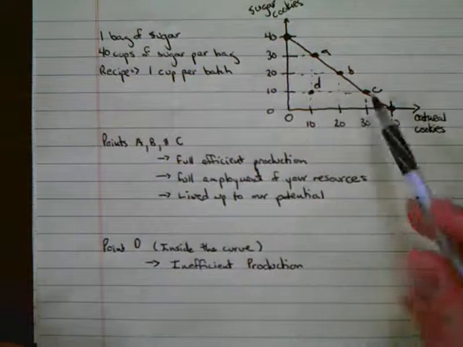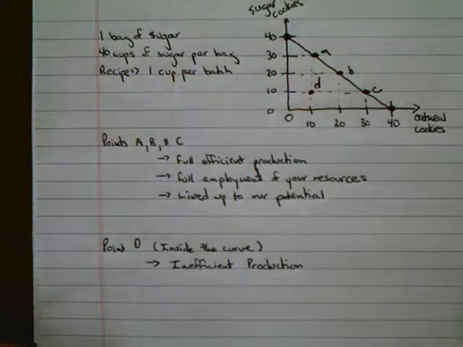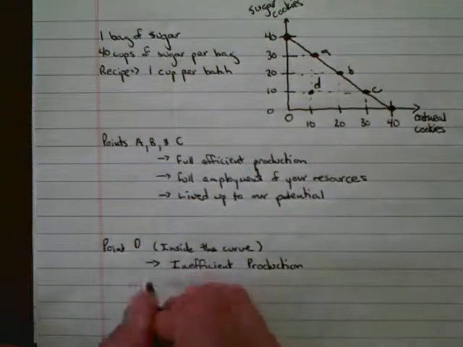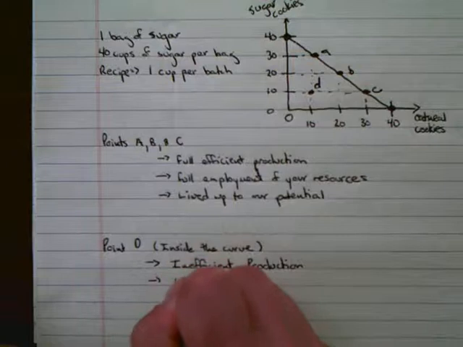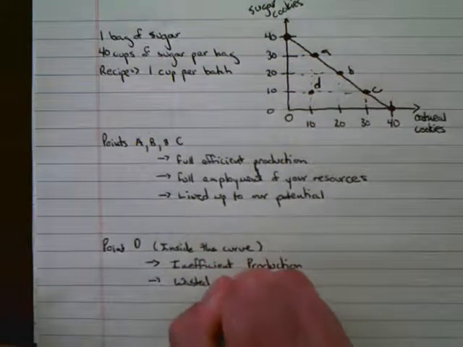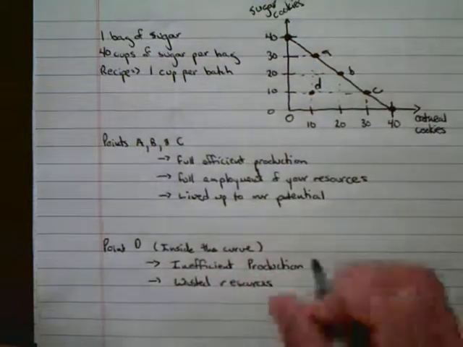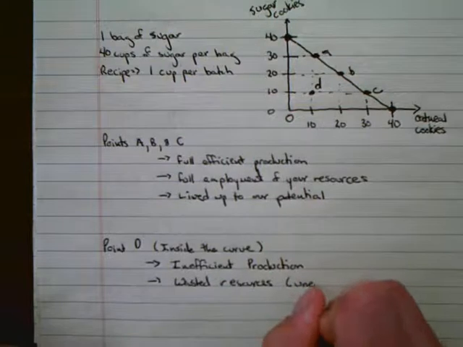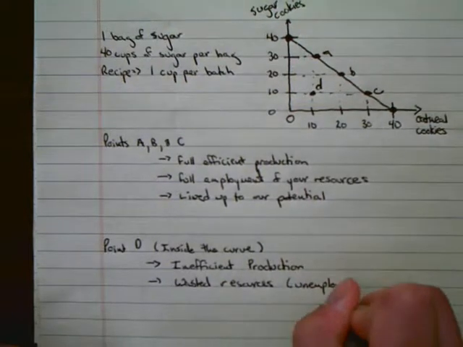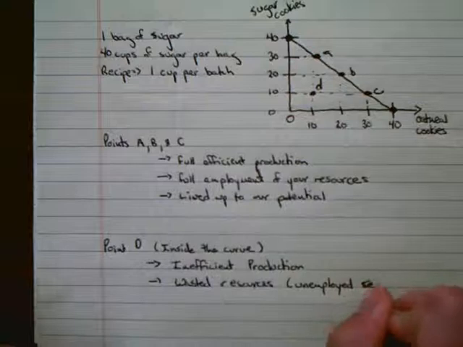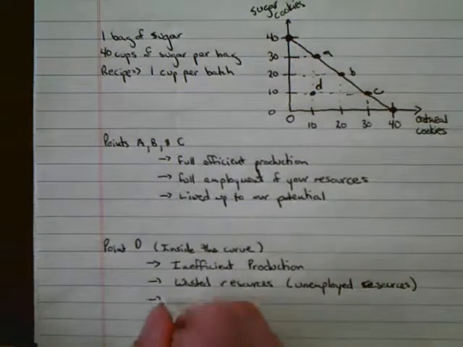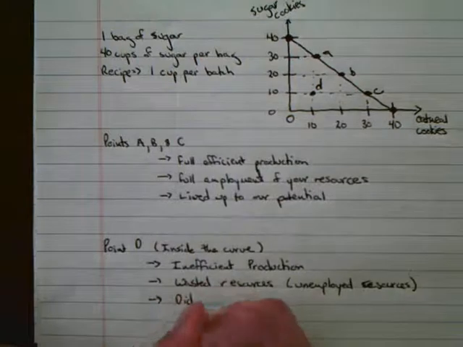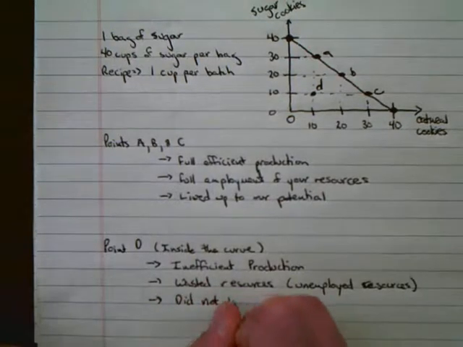And a point inside the curve is stating inefficient production. Inefficient means you are not living up to your potential. Your possibilities were 40 batches. We only made 20 batches. That's inefficient. Another way to look at that would be you wasted resources. Or the more economic term is you have unemployed resources. And the last thing I would add is you did not live up to your potential.